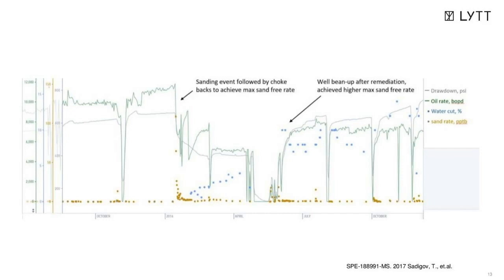So the result in this well was a 90% reduction in sand and about 2.5 MBOD increase in production. So that's about $60 million per year.